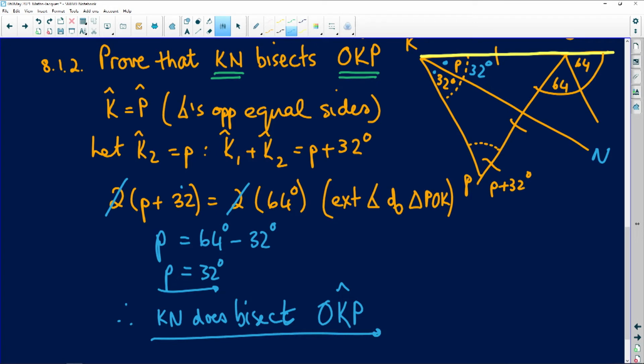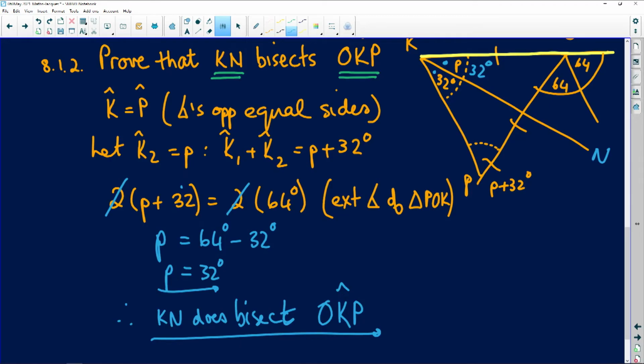So we use the grade 9 theorem. We use the fact that the exterior angle of a triangle equals the sum of the two interior opposite angles. Okay, let's see what is in store for us next.